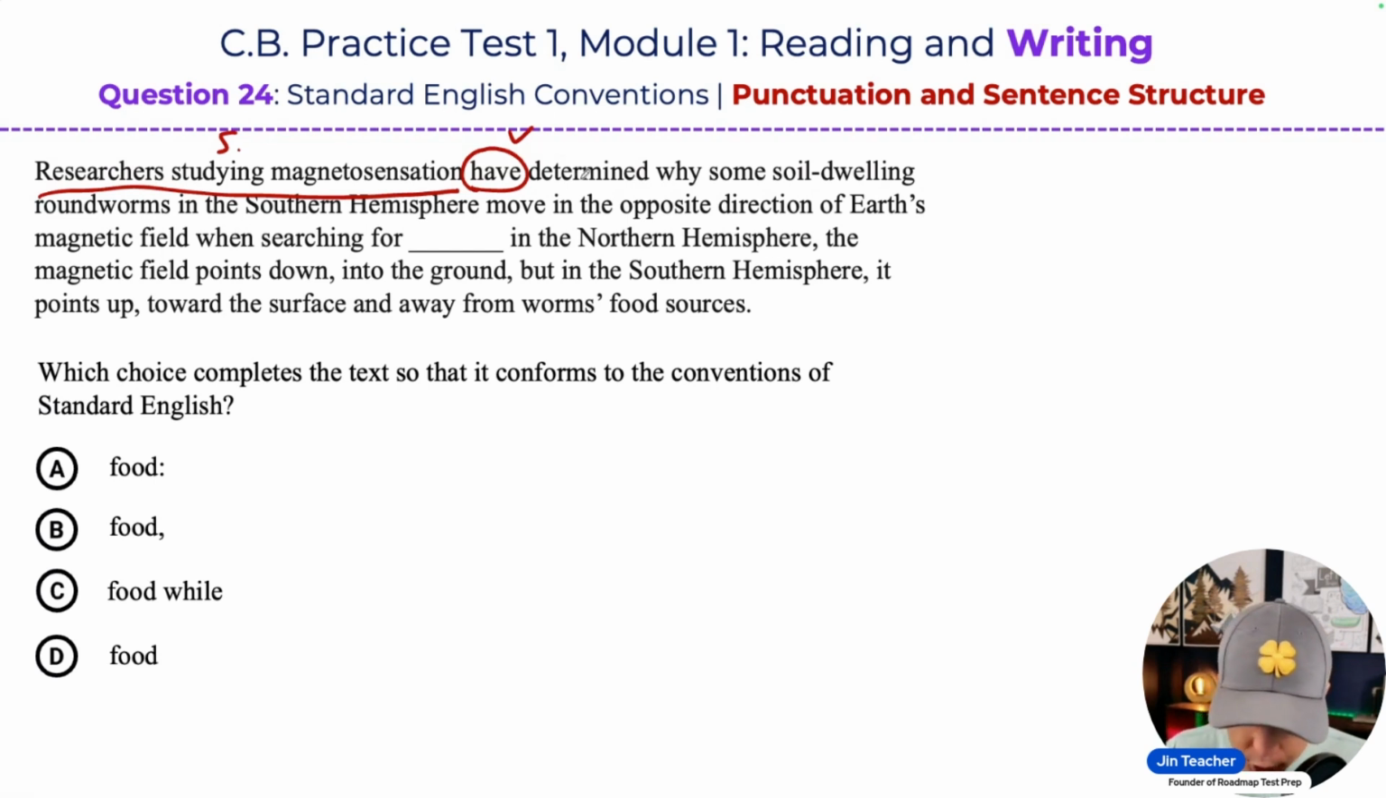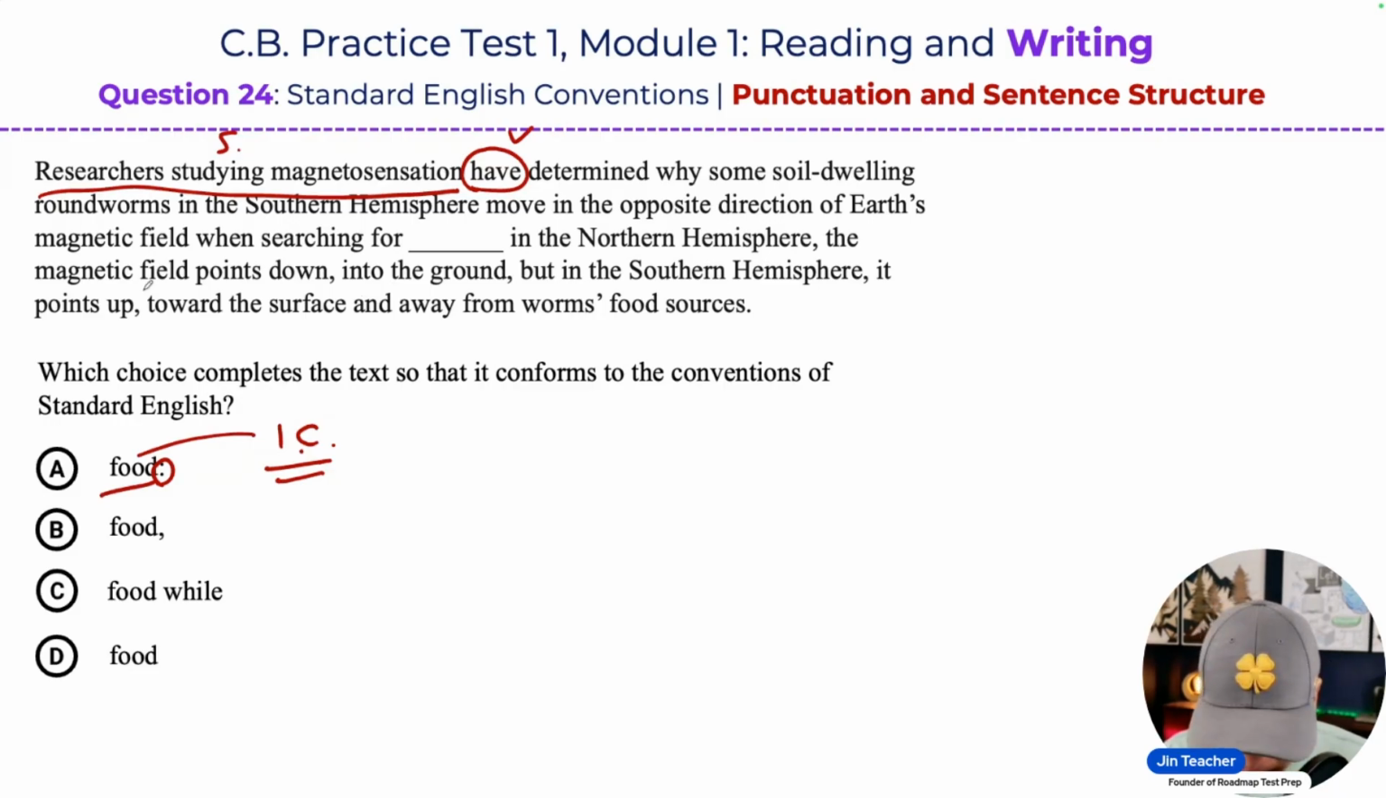So researchers have determined why some soil-dwelling roundworms in the southern hemisphere move in the opposite direction of Earth's magnetic field when searching for food. Okay, it kind of sounds like it ends right over here, especially because now I have this colon, as in answer choice A. So this is my independent clause. It ends right here.